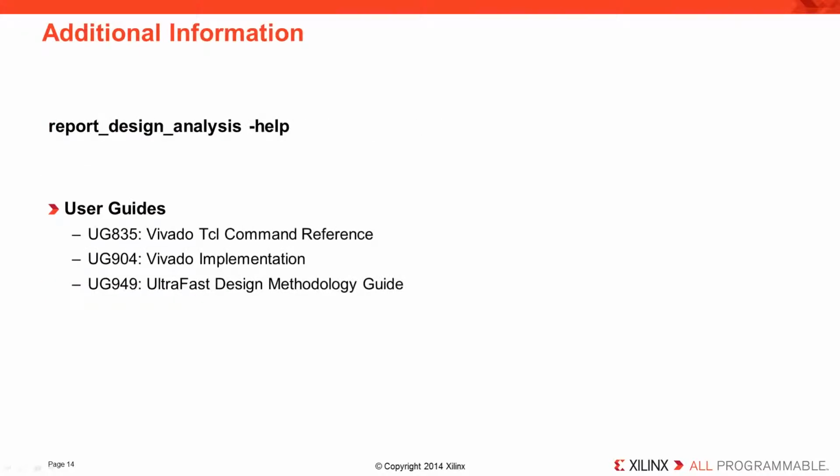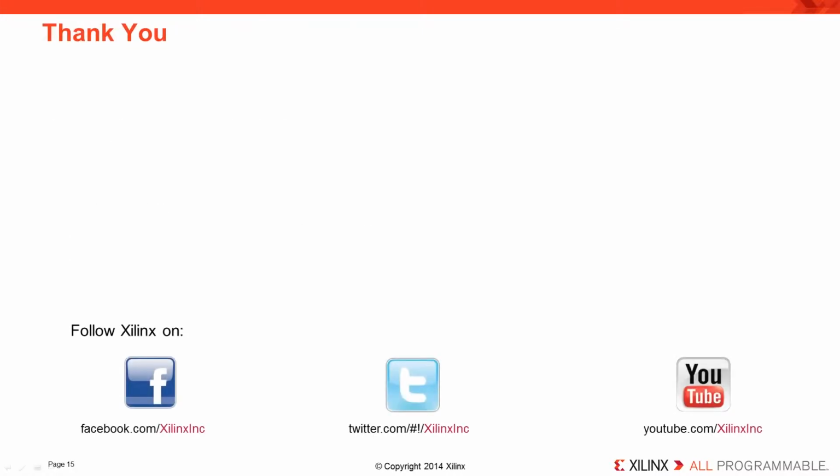For additional information, the best source is inside Vivado. Run report_design_analysis -help to get a list of options and their descriptions and explanations of all the report fields. Also see the following user guides: UG835, the Vivado Tcl Command Reference, UG904, the Vivado Implementation User Guide, and UG949, the UltraFast Design Methodology Guide. Thank you for watching this Vivado Quick Take.